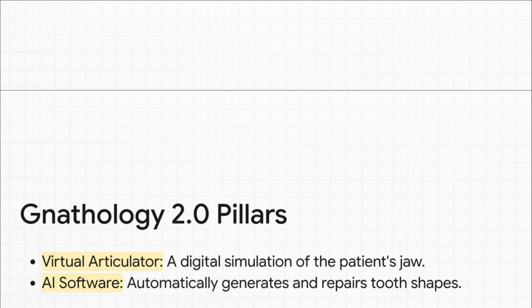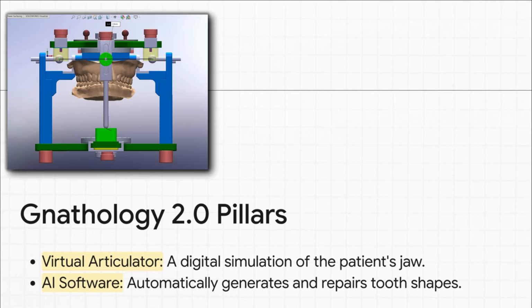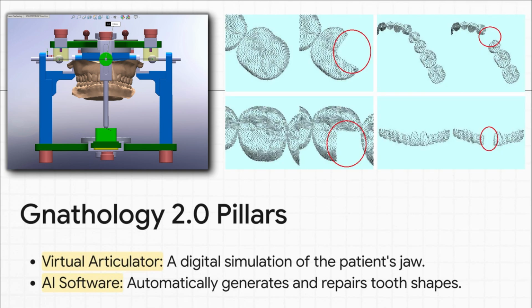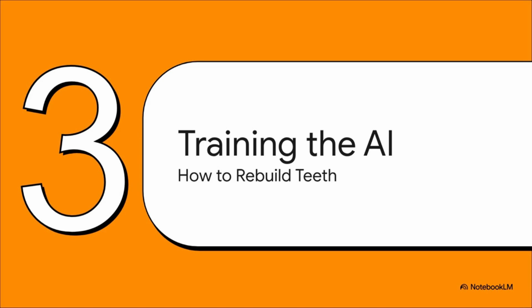Now, this whole new approach really boils down to two main things, two big technological pillars. The first is something called the virtual articulator. Just think of it like a perfect digital copy of your jaw, one that can simulate every little chew, grind, and movement, all inside a computer. And the second piece, and this is really the star of the show, is the AI-powered software. This is an intelligent system that can literally understand the shape of a tooth and then generate or repair it all on its own. All right, next up, training AI to rebuild teeth.